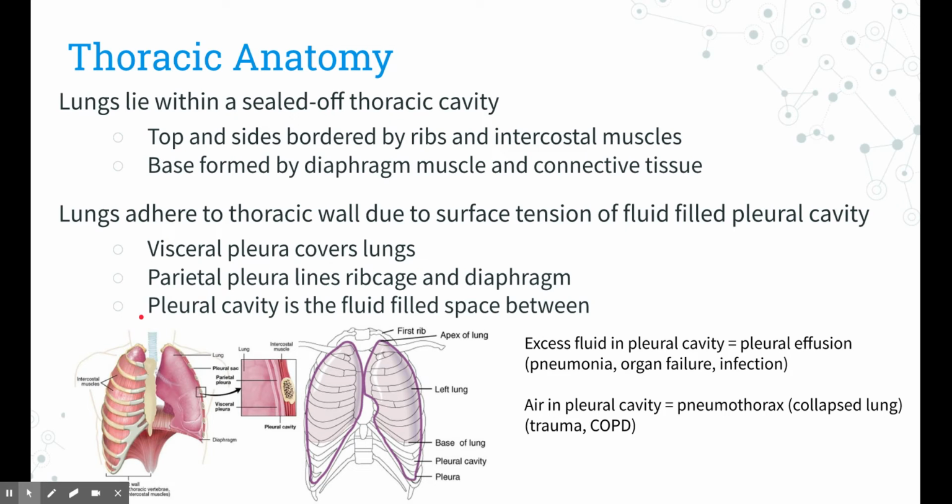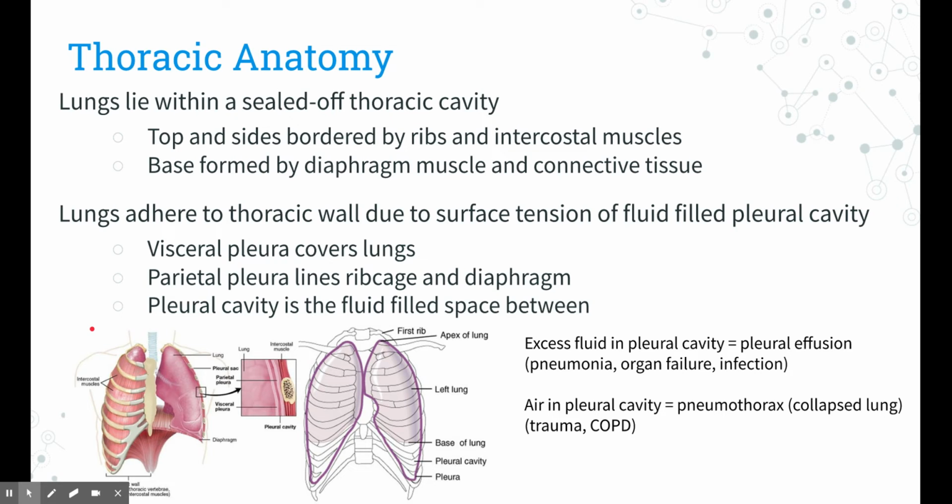So a little more anatomy here. We're talking about thoracic anatomy. The thoracic cavity is the space in your body covered up by your rib cage. So your upper torso is your thoracic cavity. The squishy part below your rib cage is your abdominal cavity.